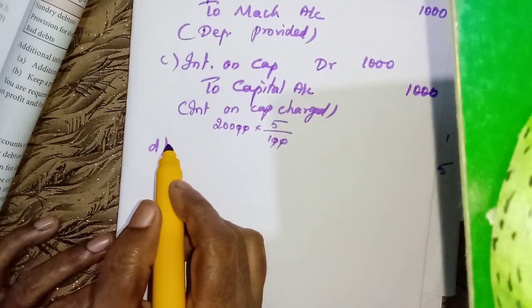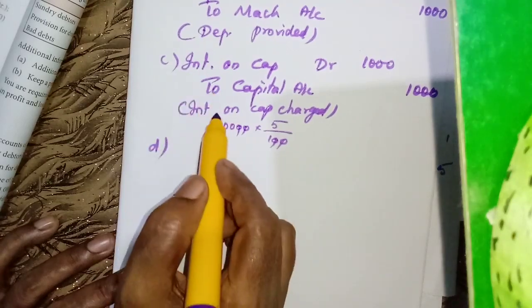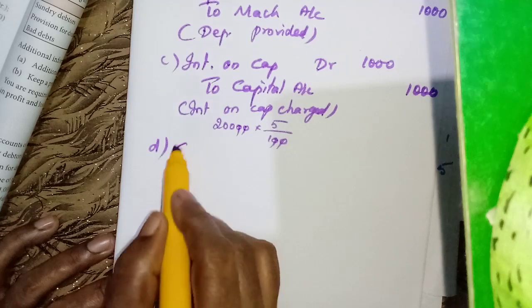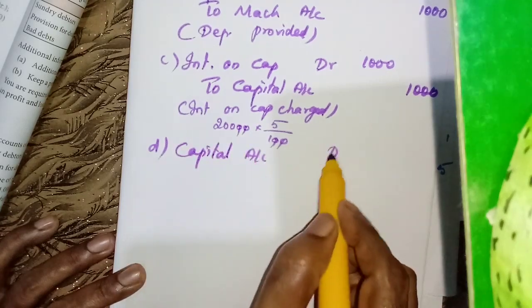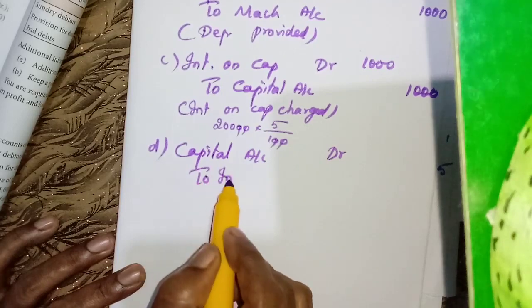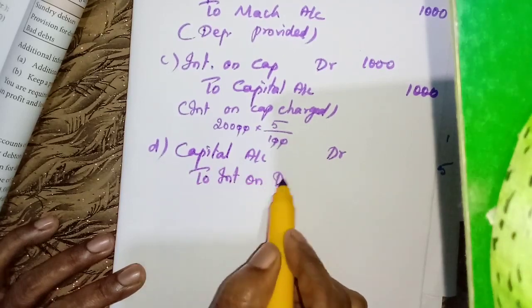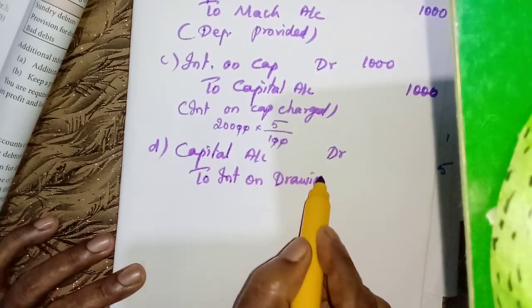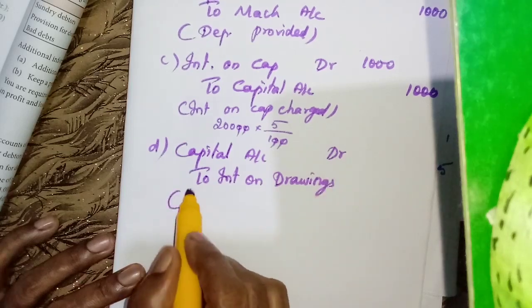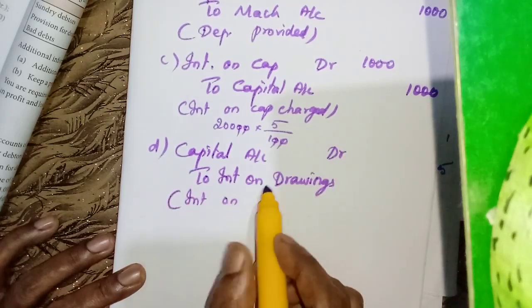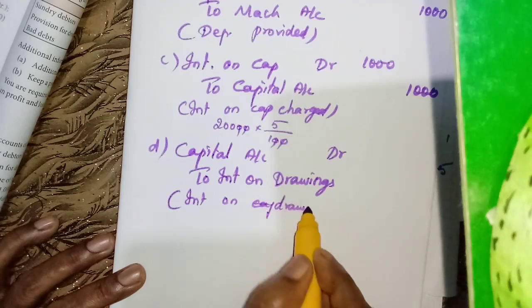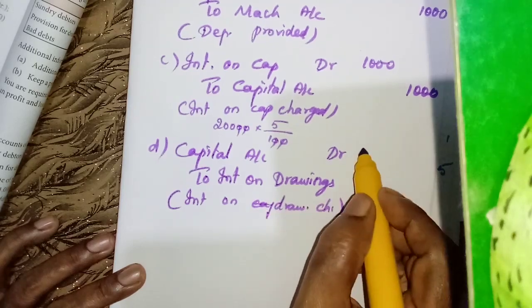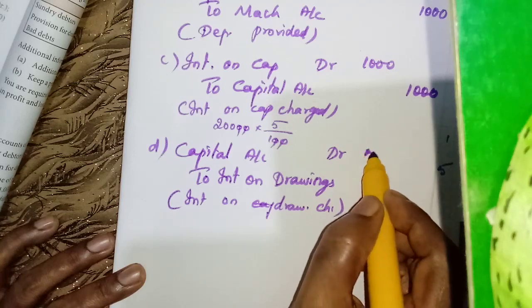Then D, interest on drawings. Just opposite, isn't it? Then capital account debtor to interest on drawings account. Interest on drawings charged. Okay, 50 rupees.